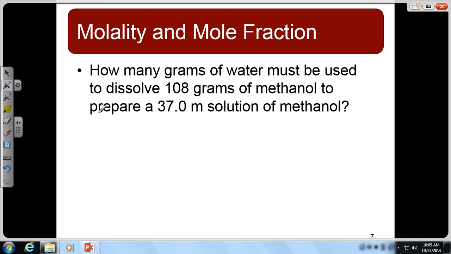Okay, what answer are y'all coming up with? Anybody? Or 91.4 grams? Okay, very good. Let's show that. So we've got our original molality equals moles over kilograms. We want to know grams of water, which we know we can easily go from kilograms to grams, right? So we can rearrange this to solve for kilograms.